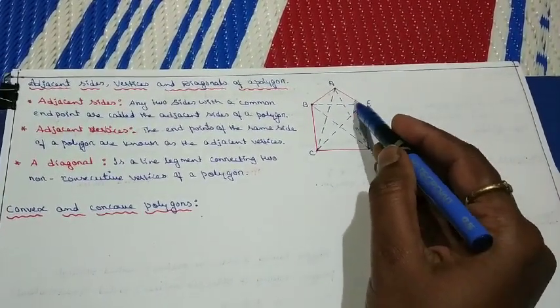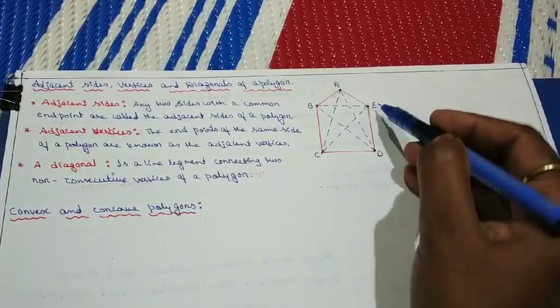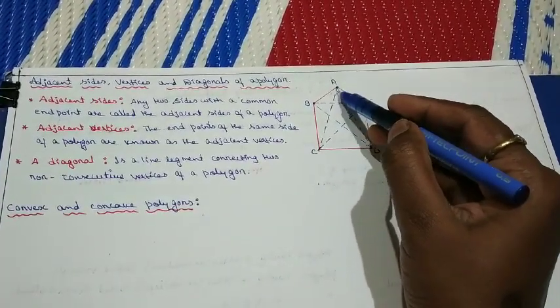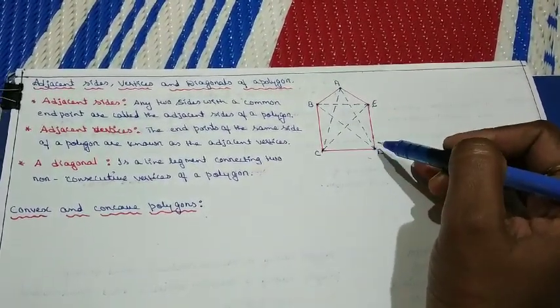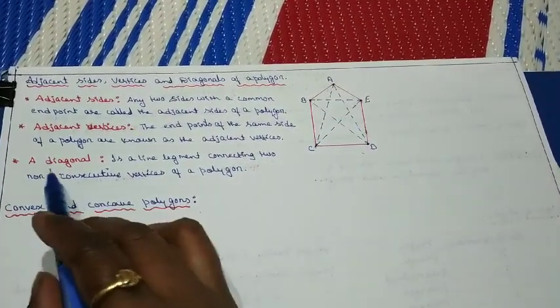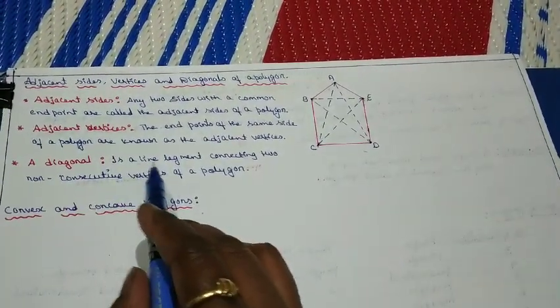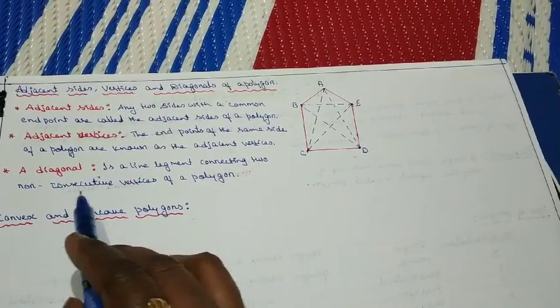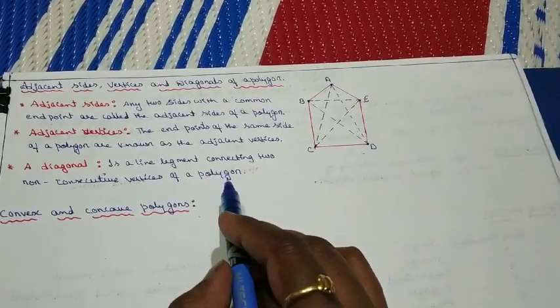If I go with vertex E, the adjacent vertices will be either A or D. Then these are said to be adjacent vertices. Then diagonal. A diagonal is a line segment connecting two non-consecutive vertices of a polygon.